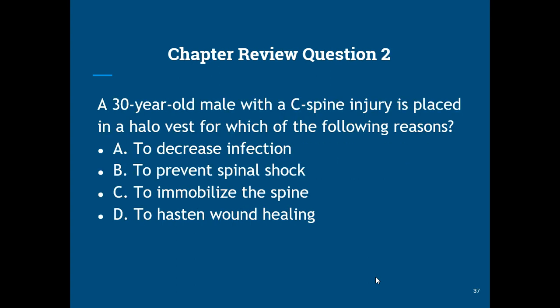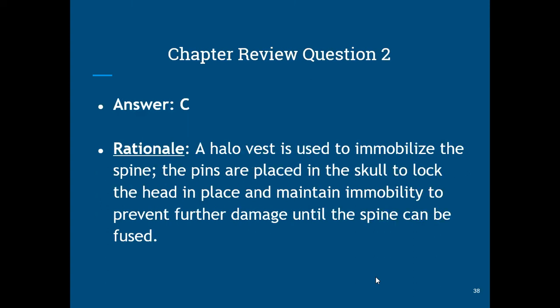A 30-year-old man with a C-spine injury is placed in a halo vest for which of the following reasons? To decrease infection, to prevent spinal shock, to immobilize the spine, or to hasten wound healing? Go ahead and pause. Okay, answer C. The halo vest is used to immobilize the spine. You have the pins that go into the skull, and those lock the head in place and maintain immobility, so we're not causing any further damage until the spine is fused or heals.